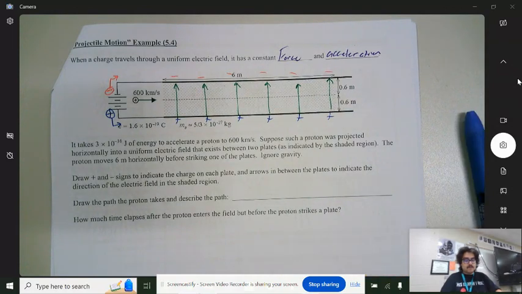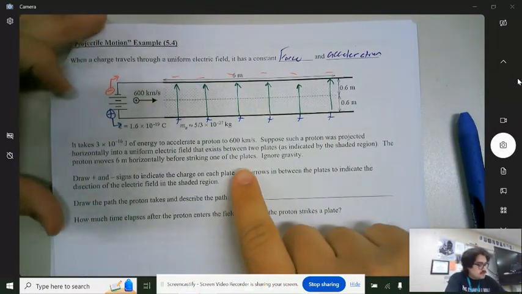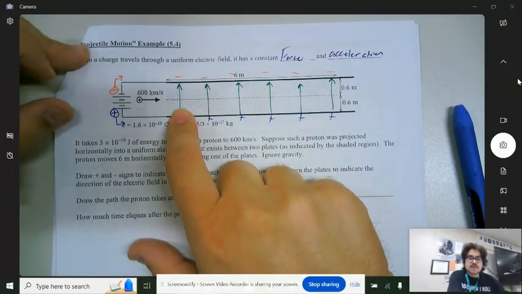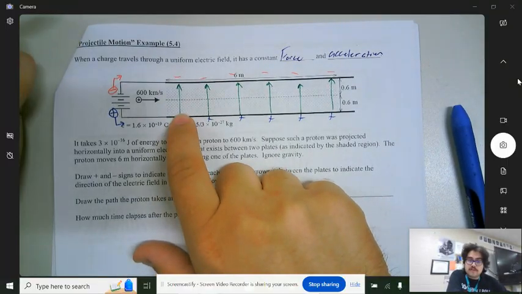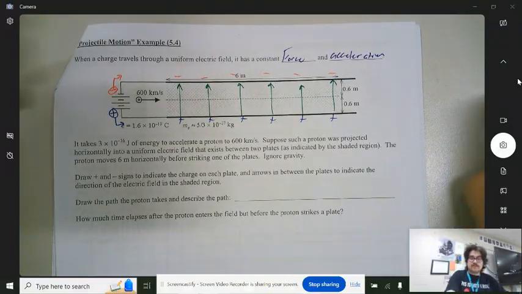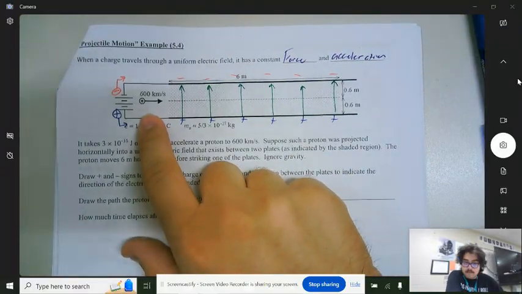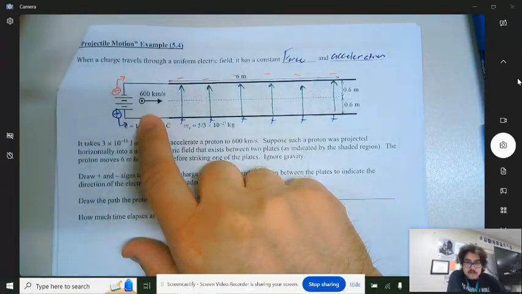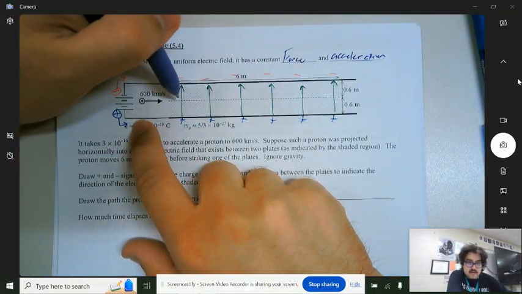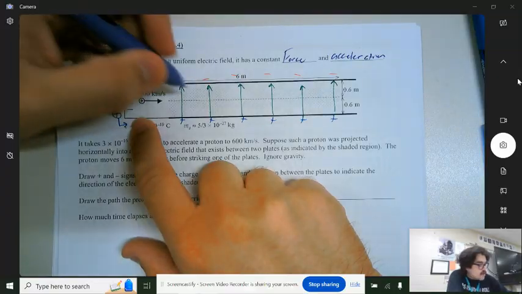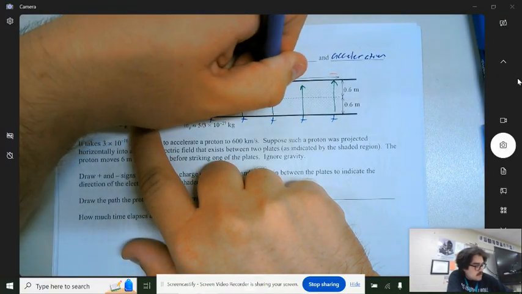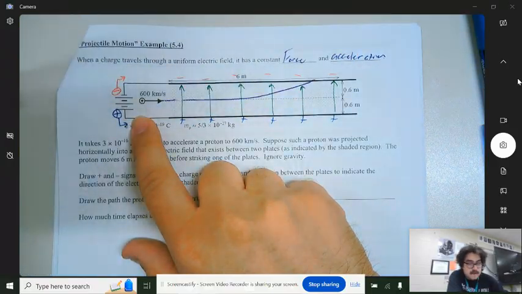Okay. Draw the path the proton takes and describe the path. Well, what's going to happen is if the proton enters this field, it's going to follow the electric field, because protons follow the electric field. So positive charges follow the electric field. So when it goes in, it's going to be affected by the electric field. It's going to have electric force applied by the field. So when it goes in, it's going to look kind of like this. It's going to go kind of straight for a bit, and then it's going to curve.